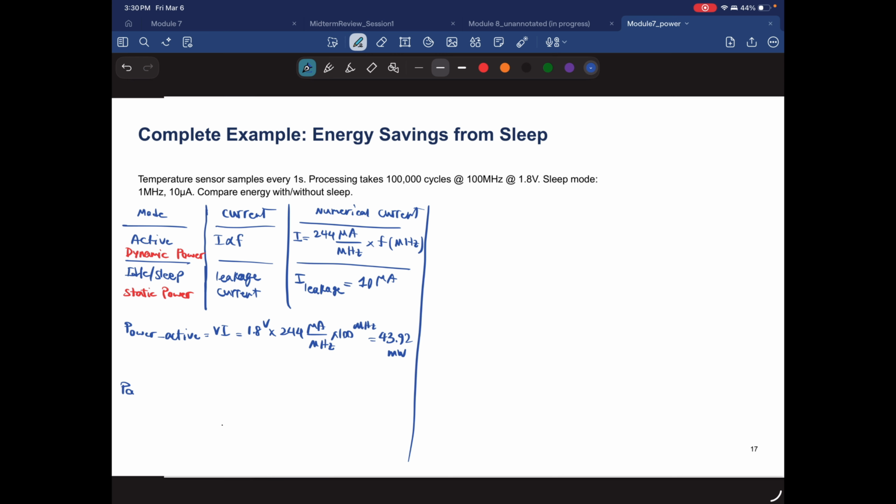Now, power for sleep is going to be again VI. V is the same, but I is drastically lower. Here, if you calculate it, this means 24.4 milliamp. But here, in the sleep mode, it's only 10 microamp. So this is 18 microwatt.